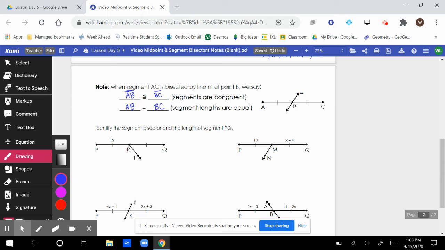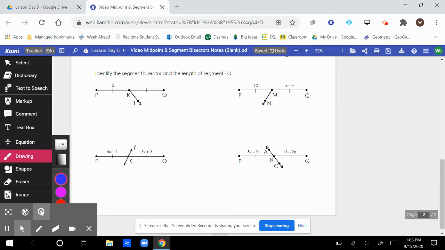equals BC. Okay, when you just use the 2 capital letters, no segment symbol on top, you're specifically talking about the length of the segment. So you might be really saying here like 5 equals 5, if that was the length of AB and the length of BC. All right, guys, so let's move on to some examples.